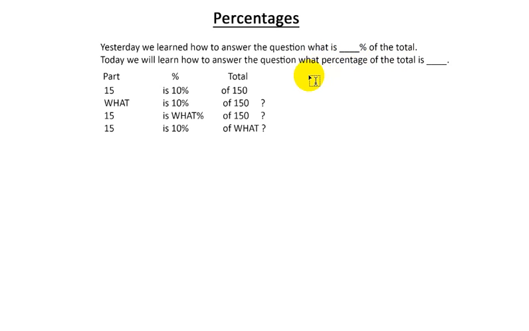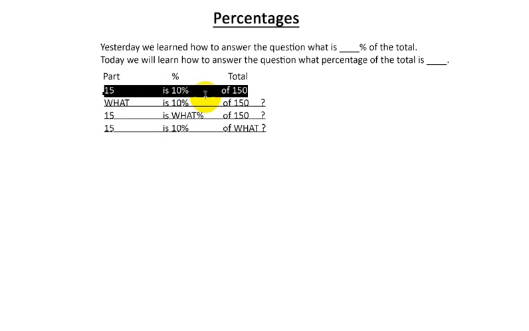So basically, percentage problems come down to three pieces. You're going to have two, and you're going to be looking for the third one. You're going to use the two that you have to find the third one. The three pieces are the part of the total, the percentage of the total, and the total itself.